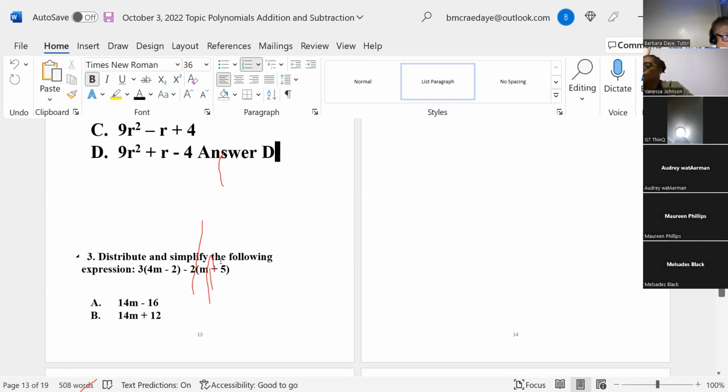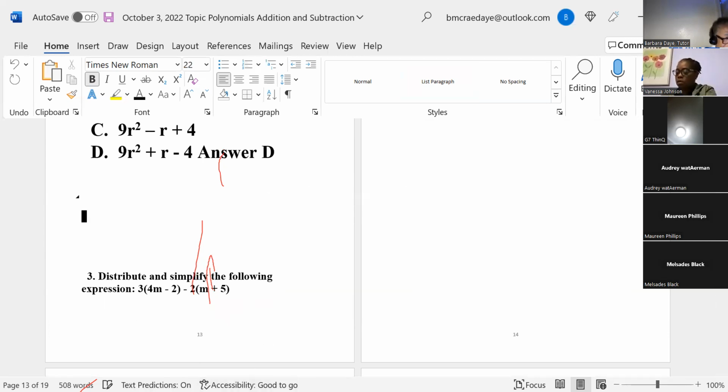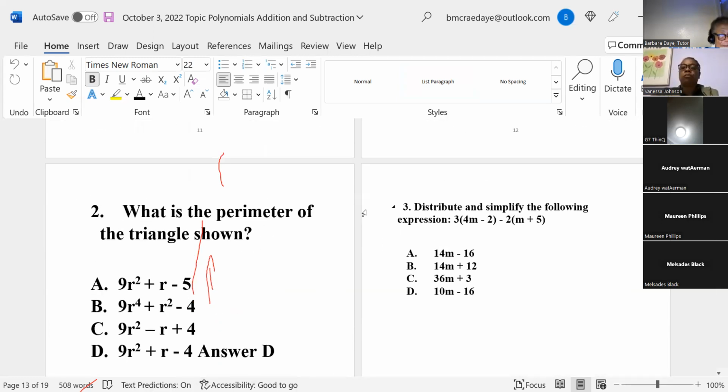I have one more word problem and we will be done. Okay, this is the last word problem. Let me make it bigger.